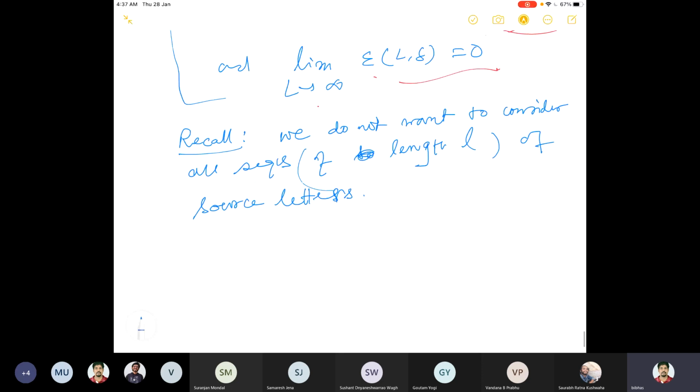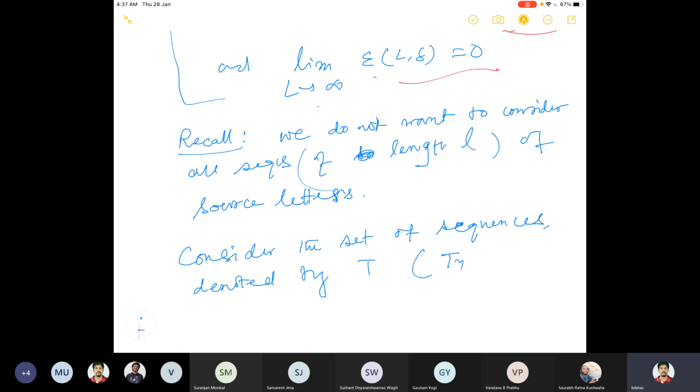So we do not want to consider all sequences, but what is the set of sequences that we want to consider? So consider the set of sequences denoted by, let's say, T, and this has a name. It's called the typical sequence.